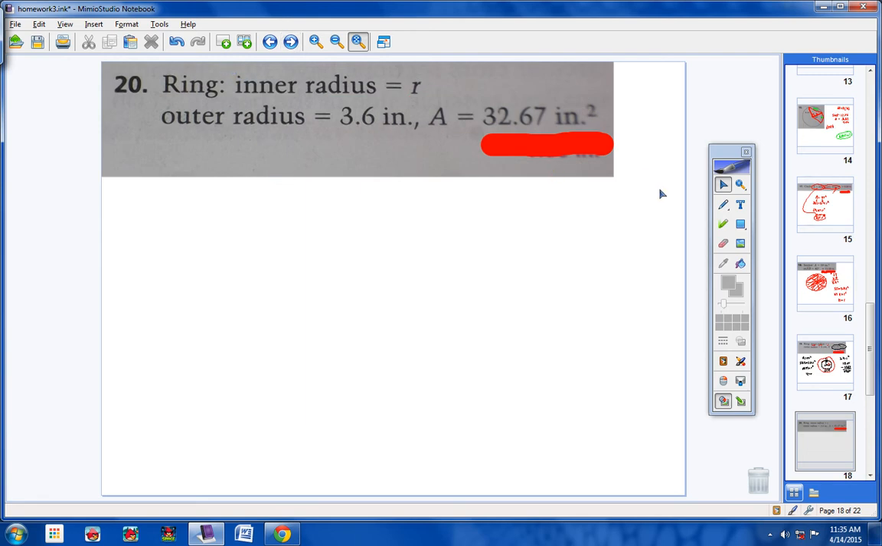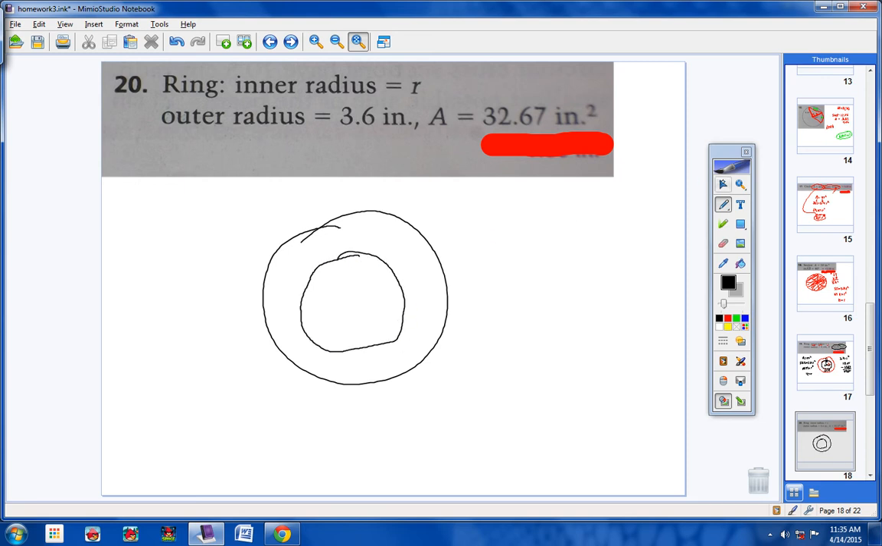Why don't you try 20 on your own? I'm going to go ahead and work out 20, but maybe pause the video and try it on your own. It's identical to the last problem. Here we go. Here's my big circle. Here's my smaller inner circle. And the inner radius is once again what I'm looking for. It's my r.